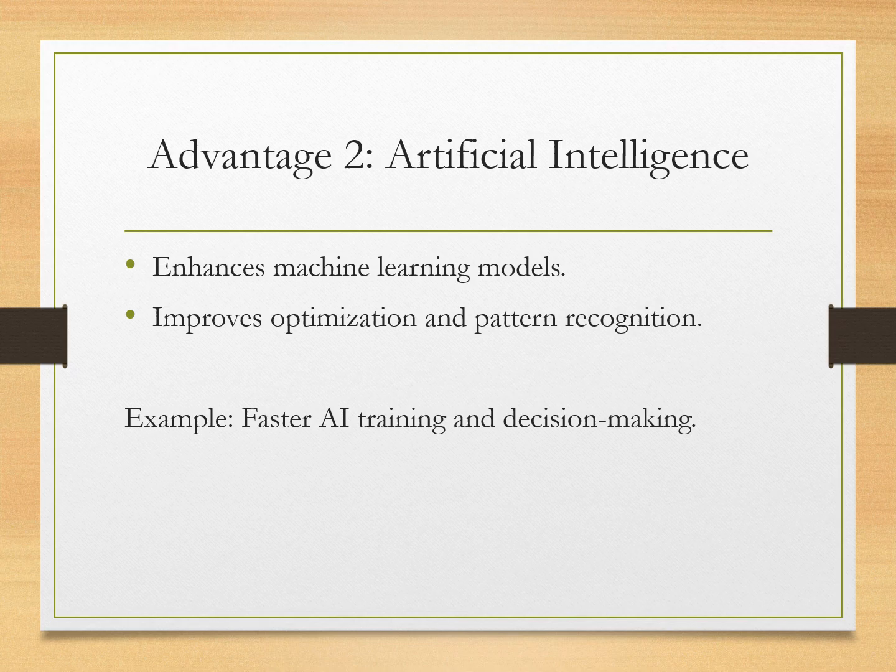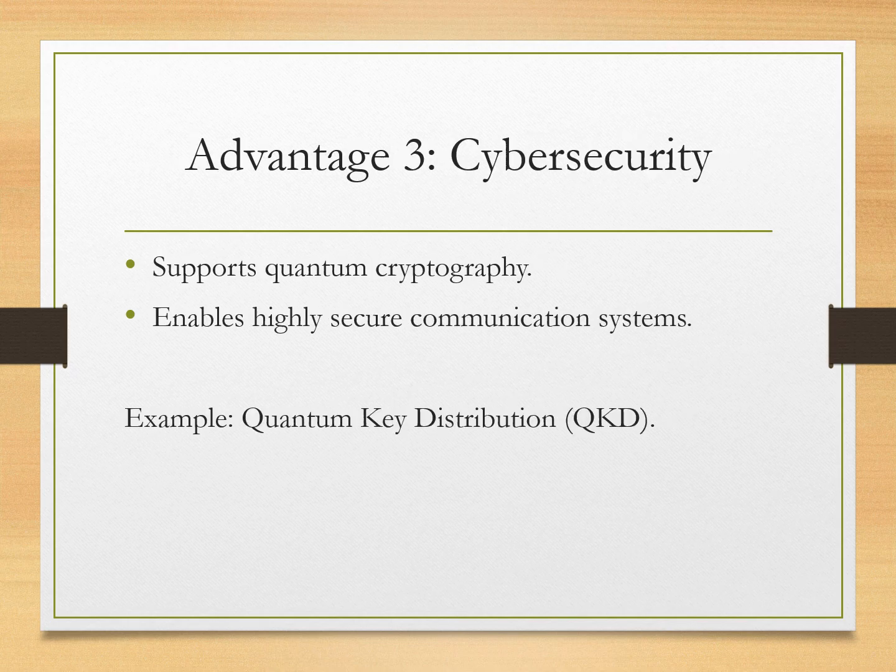And the next advantage is artificial intelligence and machine learning. AI requires huge data sets, optimization, and pattern recognition. To improve all these things, quantum computers will help a lot. Quantum computing improves training speed, decision making, feature optimization, etc. And the major applications are speech recognition, image processing, autonomous vehicles, recommendation systems, etc.